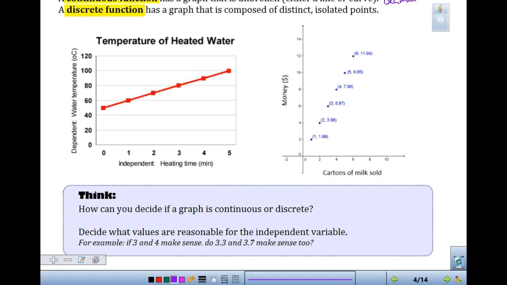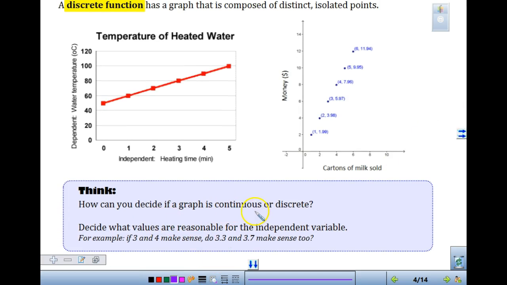And the question that you're always trying to think about: how do you decide if something's continuous or discrete? You're going to decide on the reasonable values for the independent variable. That's your x values, right? Independent is always your x values. So if it is continuous, that's when you can have 3.3, 3.7, right? That's my continuous graph. If it is discrete, that's when you can only buy 3 cartons, 4 cartons, right? I can only buy whole numbers usually, right? So discrete is a lot of times when we think of the whole numbers that we can use, okay?